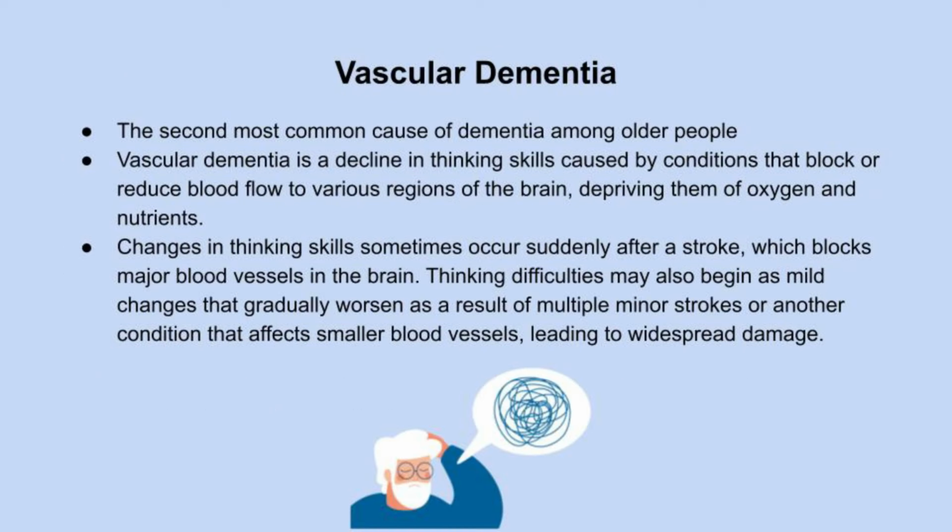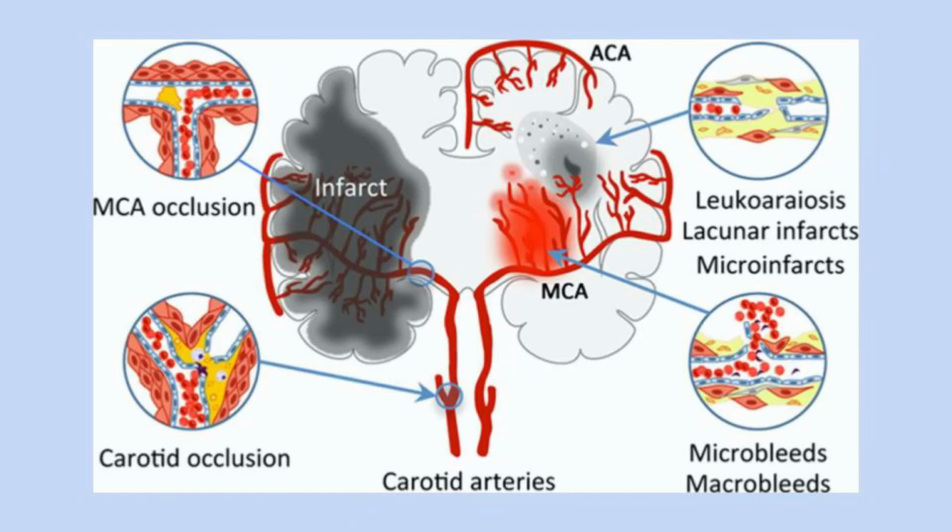So we are going to move on to the second most common cause of dementia among older people, which is vascular dementia. And this is very different from Alzheimer's because this is a decline in thinking skills caused by conditions that block or reduce blood flow to various regions of the brain, depriving them of oxygen and nutrients. So changes in thinking skills sometimes occur suddenly after a stroke, which blocks major blood vessels in the brain. But thinking difficulties may also begin as mild changes that gradually worsen as a result of multiple minor strokes or another condition that affects smaller blood vessels, leading to widespread damage.